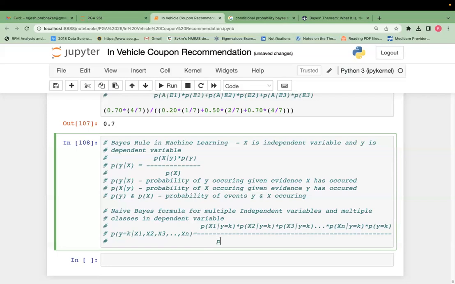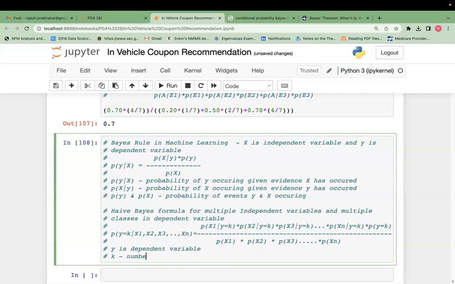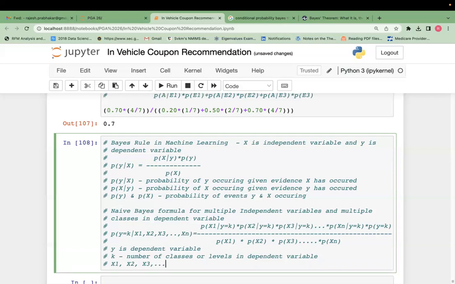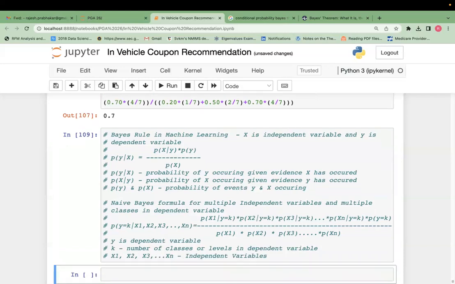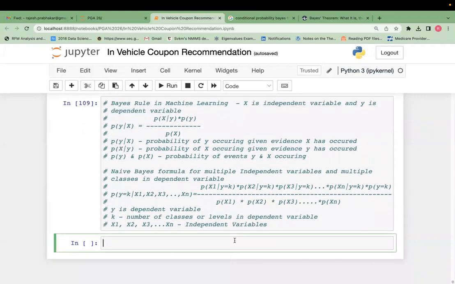divided by probability of X1 multiplied by probability of X2, X3, multiplied by probability of Xn. Y is the dependent variable, K is the number of levels in the dependent variable, and X1 to Xn are the independent variables. This is Bayes theorem for multiple independent variables. So this is the formula for multiple independent variables, which is a real-time scenario. You'll have multiple independent variables and multiple levels in the dependent variable.